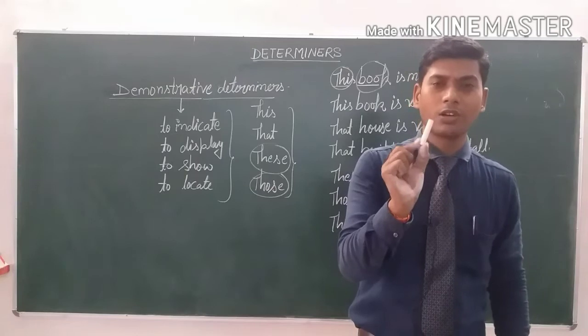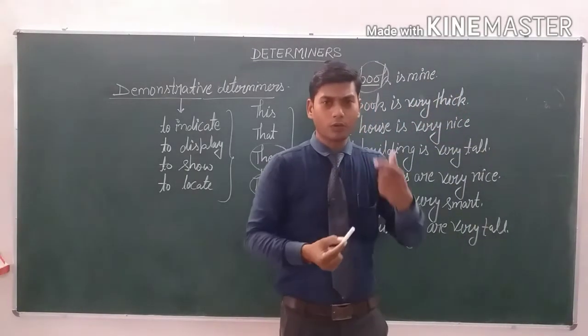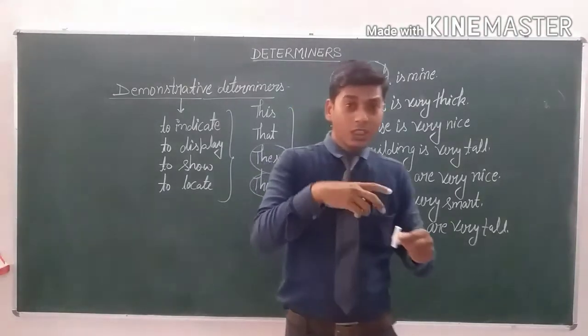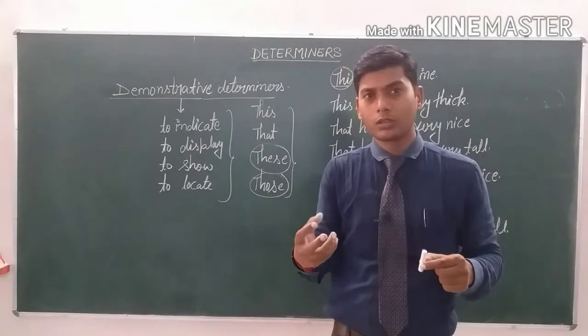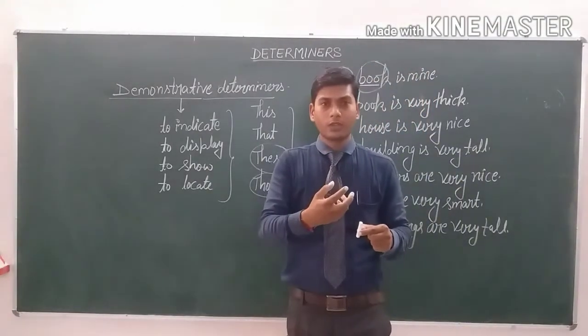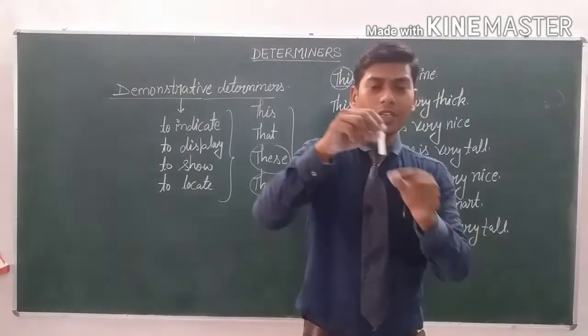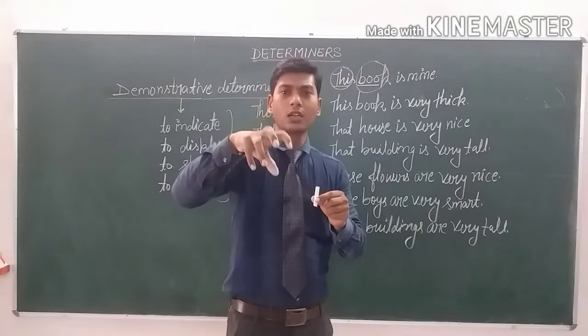Such as, this chalk is white. Let us take this example. This chalk is white. Just as I spoke, chalk is a noun, and before it I spoke this. Then this chalk is white. This is the demonstrative determiner and chalk is noun.